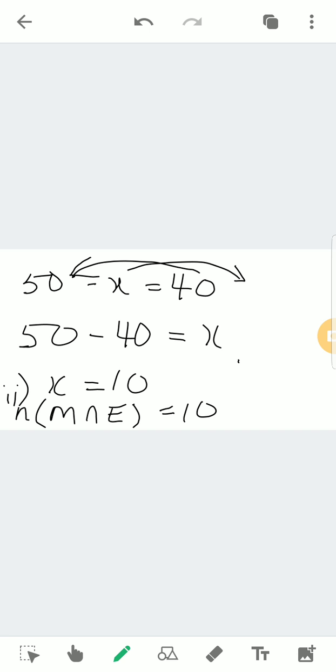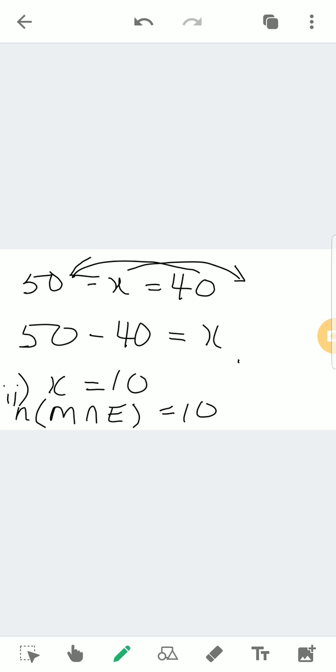Therefore, 50 minus 40 is 10, so X is equal to 10. So to answer the question that says we should find both mathematics and English, which is denoted by M intersection E, the value is what? 10. The value is 10. Okay.